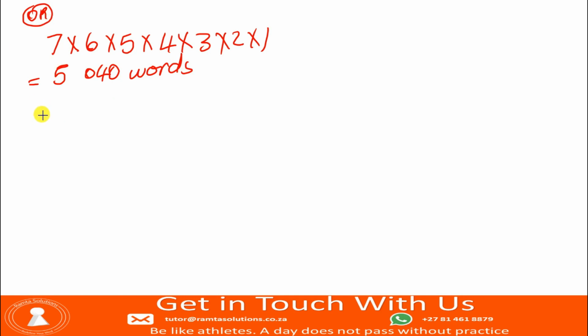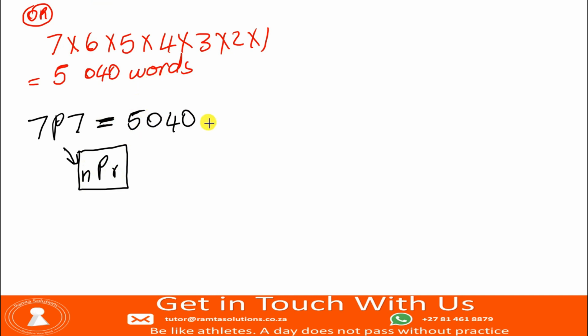Now, with my favorite, something I say do not use, you will say 7 permute 7. Tell me what you get. Remember, in case you forgot, this is nPr, when you have n objects, taking them r at a time. Okay? So let's see. What do you get? You get 5,040. Right? You also get 5,040 words. Right? Perfect. So you choose whichever you are comfortable with.